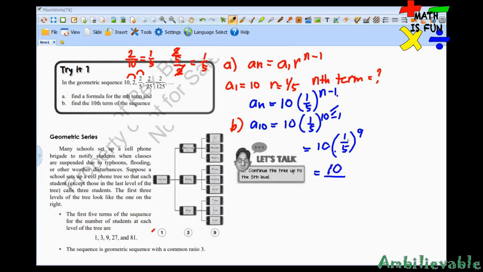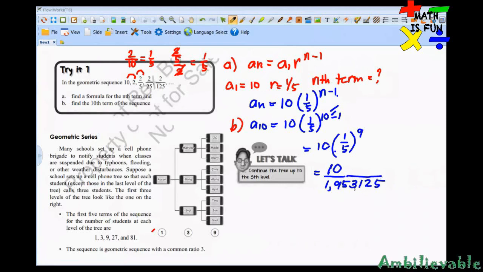Michelle, what did you get? 5 raised to 9 in your calculator. Who got it? JL, Rainier, Angelo, what did you get? 5 raised to 9. 1,953,125. It's a lot.